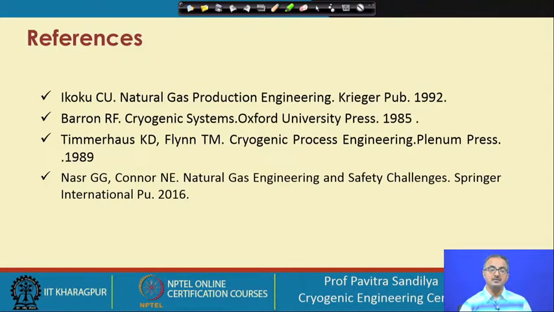And these are some references from which you can get more details and the data to solve this temperature as well as the quality of the natural gas.